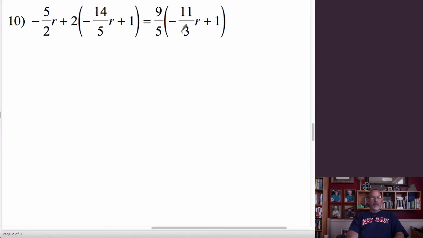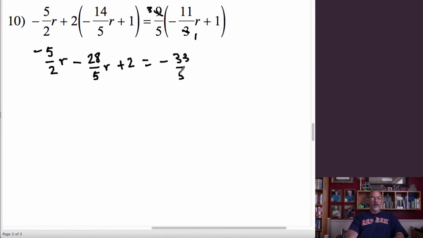On number 10, again, we have 2 parentheses, so we'll need to remove both of those before we can move on. So we don't have any pre-reducing available to us here. Positive times negative is a negative, so that's going to be negative 28 over 5r, and then 2 times 1 is 2. In our next fraction here, we can reduce the 9 and the 3 first because we're multiplying. So that's going to leave me negative 33 over 5r. Now again, I reduced it for that, but I have to start over when I'm going to the next number here. So this is going to be 9/5 times 1, which is 9/5.